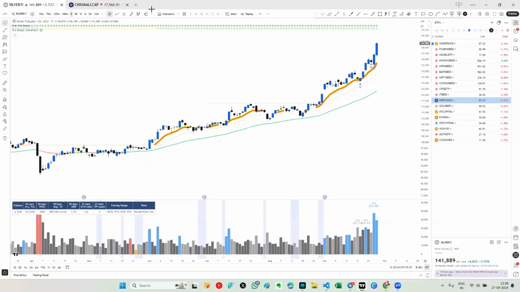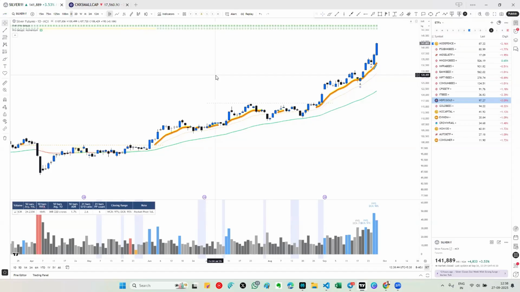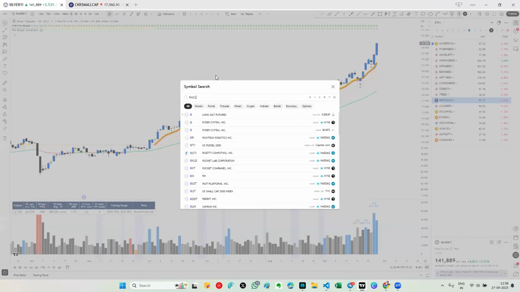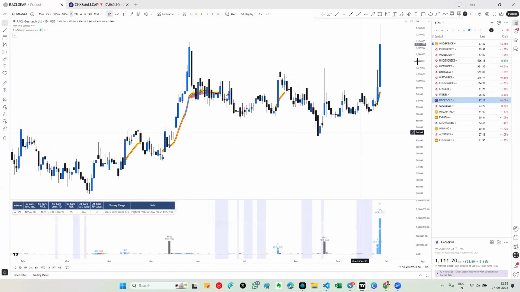Sir, one stock I want to know what kind of setup it is. It is up for 2 days. Which one? RACL. There are a few setups I'm not able to identify, this kind of setup.